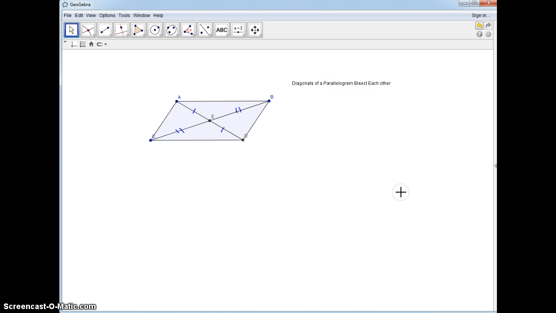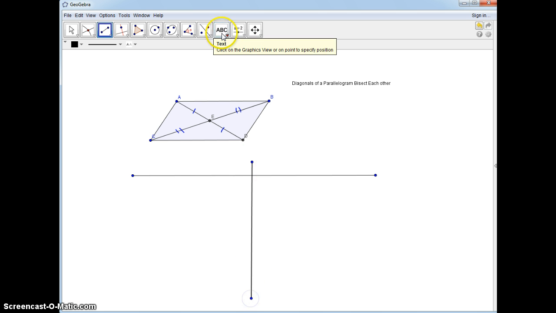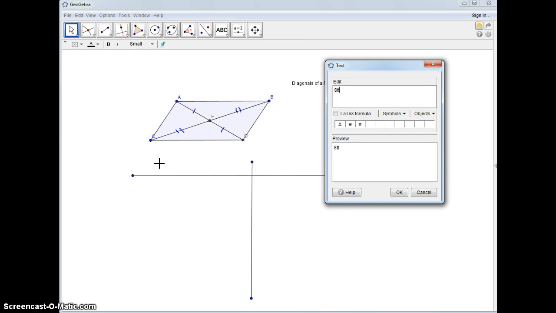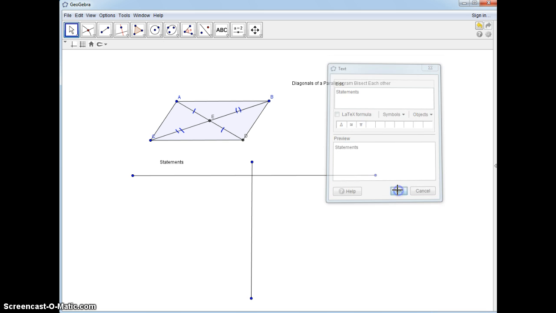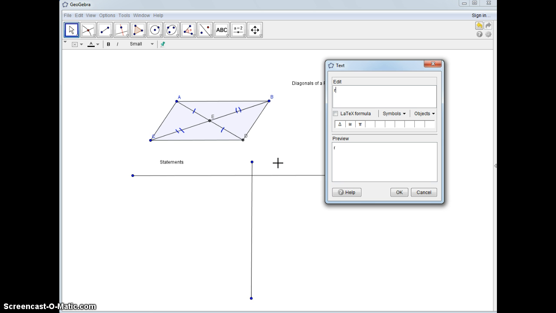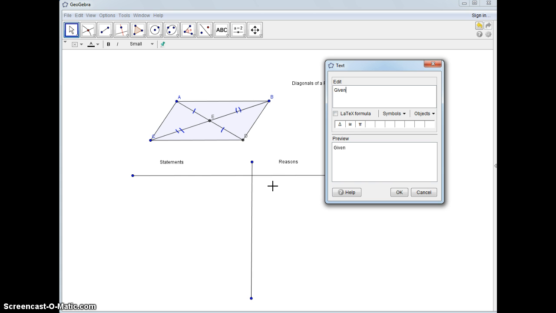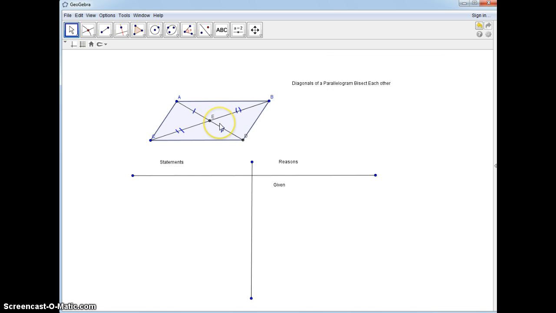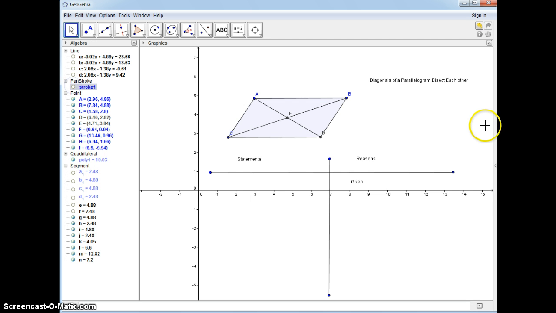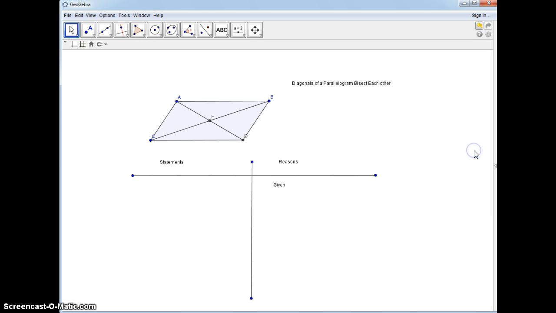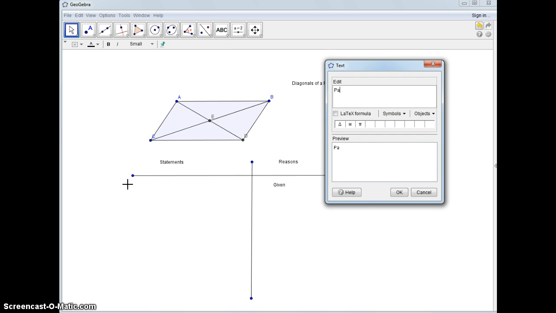So let's do that. I'm going to use a two-column proof. In every proof, I always write the left-hand side as my statements, and the right-hand side is going to be my reasons. And the first line of every proof is what's given. I'm going to remove these strokes because this is what we're proving, but we don't have that shown in there yet, so I want to remove those strokes and go back to my geometry view. We're given parallelogram ABDC.